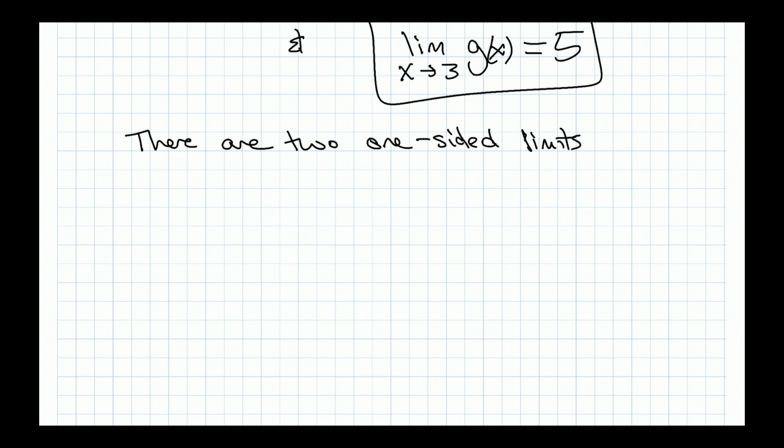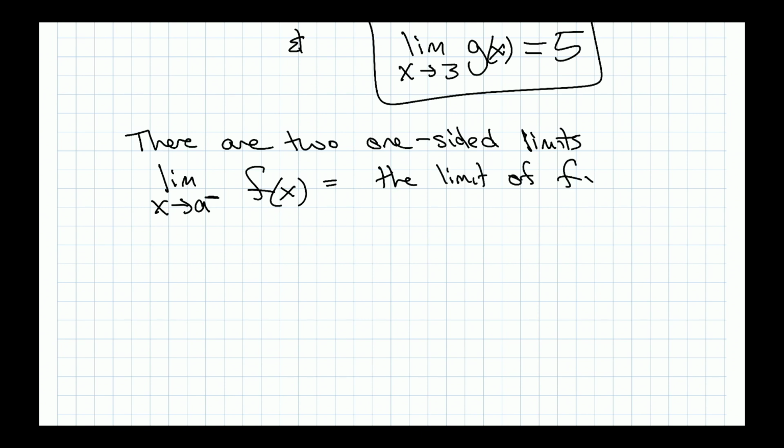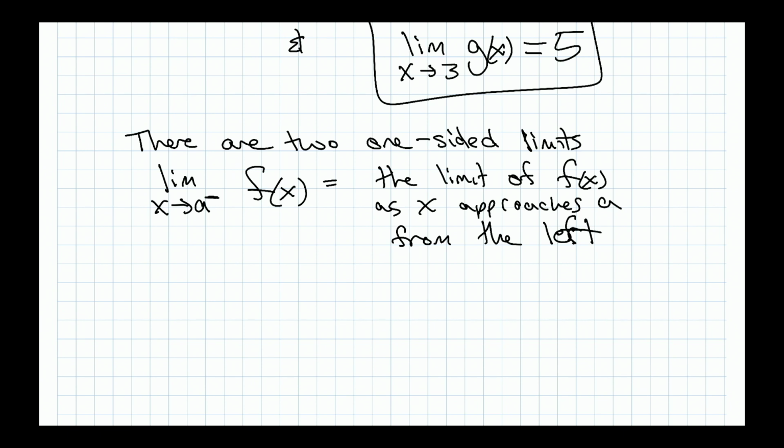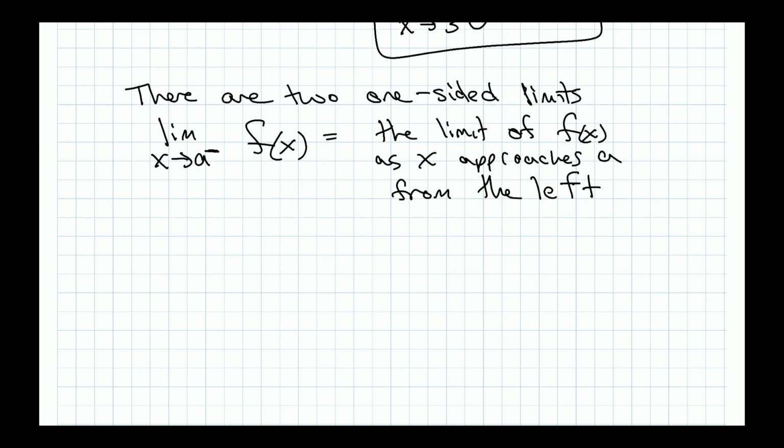We have the limit as x approaches a, and you put like a negative sign there, of f of x, and that's what we call the limit of f of x as x approaches a from the left. I can't even read my own writing. How is that still there? From the left. Okay? And so you use that little negative sign to indicate from the left.